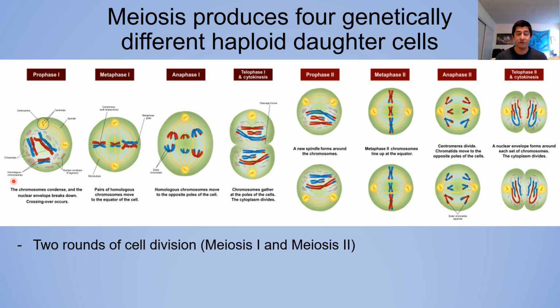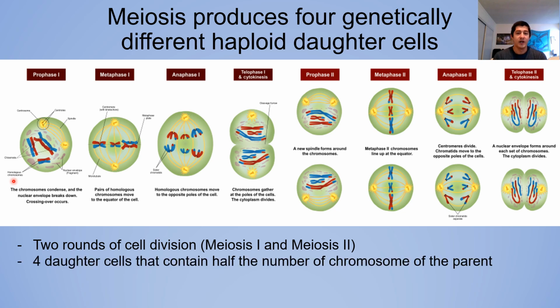Also, they left out interphase in this picture, but interphase is still occurring in meiosis. And we mentioned that this produces 4 daughter cells that contain half the number of chromosomes. So let's just work through this process. In prophase 1, similar thing happens where the nuclear envelope has gone away, and you have the centrioles moving to either side of the cell.